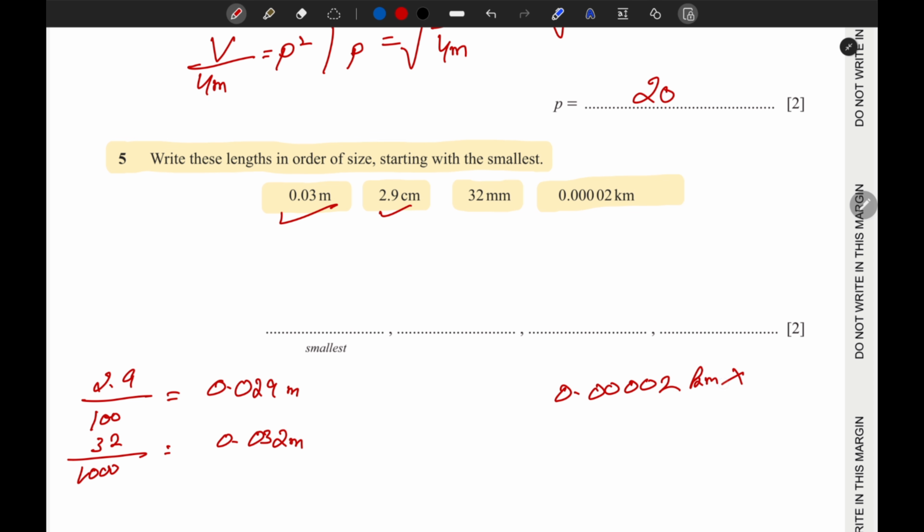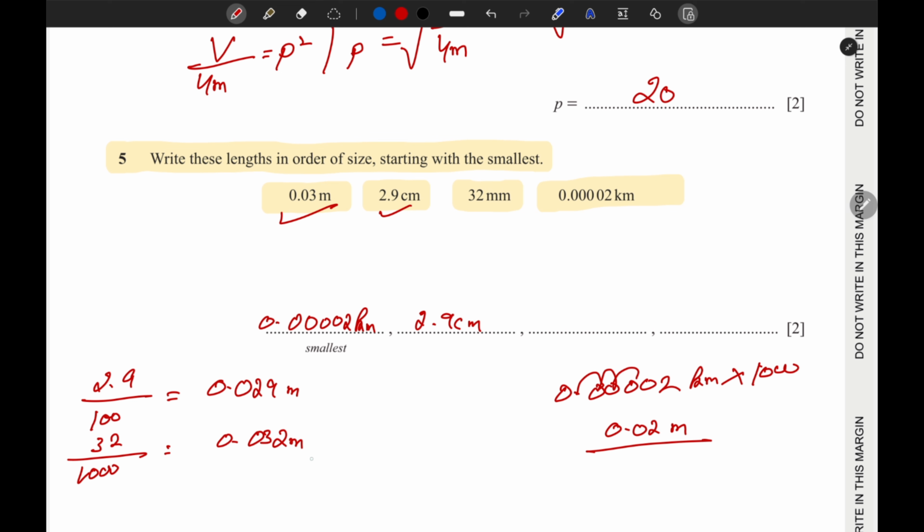So you multiply this value with 1000. So this will be 0.02 meters. So now we have all the values. Now see, among them the smallest I think is this one, 0.02 meter. But we have to write the original value. So we will write this first, 0.00002 kilometer. Then the next smallest is this one, 0.29 meter. So we write the original value, 2.9 centimeter.